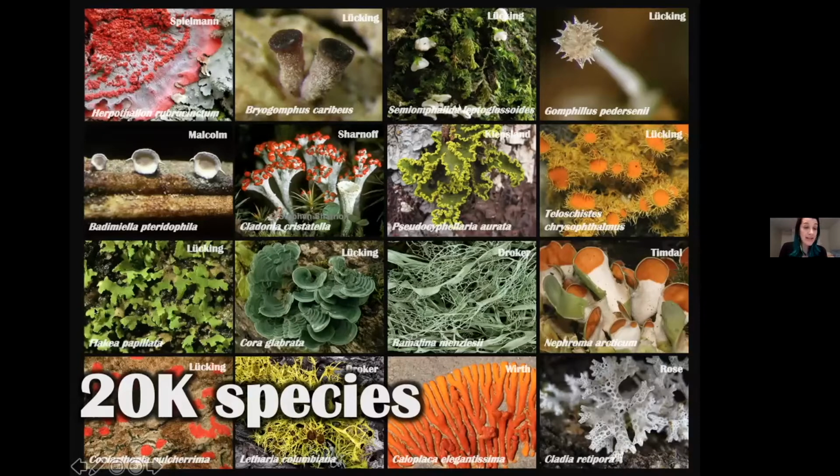But when I say there are 20,000 known species of lichens, I really mean that there are 20,000 known species of fungi that are able to lichenize. And just by looking at these images, we can see that they're hyper diverse, with so many different colors, textures and structures. And hopefully you'll learn a lot more about those.